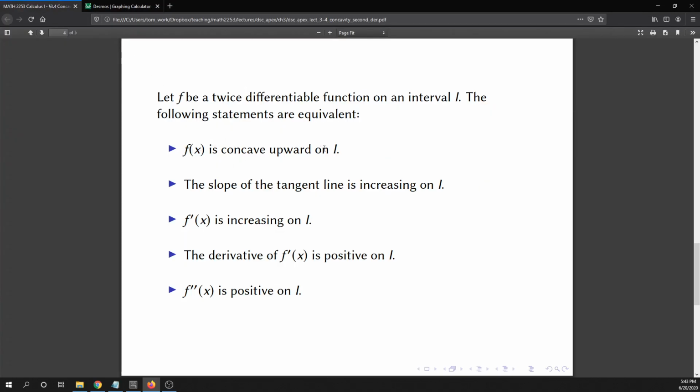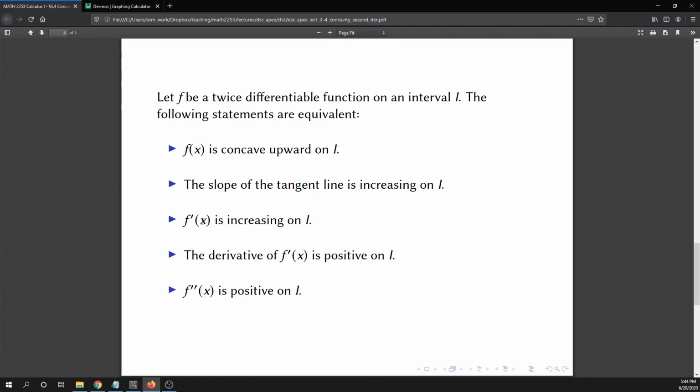So if f is concave up on an interval I, that means that the slope of the tangent line is increasing, right? The slope of the tangent line is getting bigger when it's concave up. The next step is understanding what gives the slope of the tangent line. Well, that is the derivative, right? The derivative is the solution to the tangent line problem. So if the slope of the tangent line is increasing, that means that the derivative is increasing on the interval I.